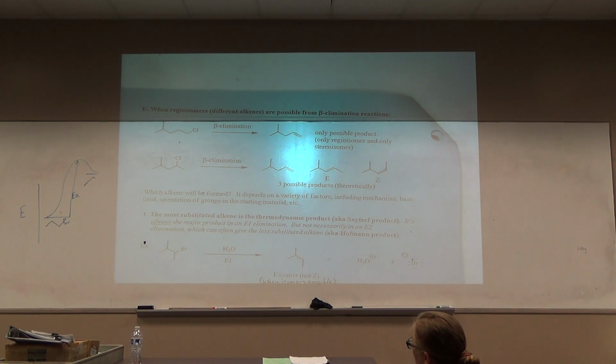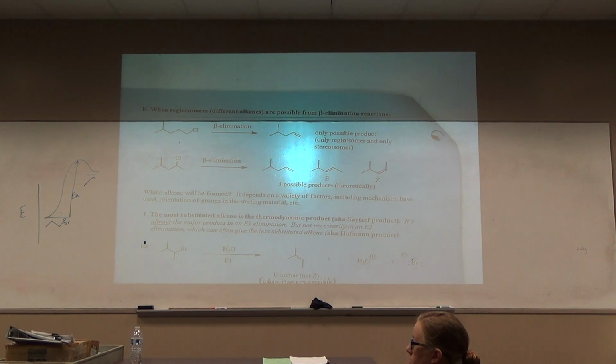But, see, the second one, it could be either. Depends on what type of base. What if we use a strong base? E2. See, that's why I didn't discuss it, because we don't have enough information. The top one, though, we got enough information, because I know A ain't going to form primary cation. So that's why I just mentioned it.